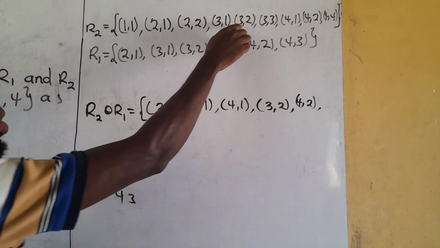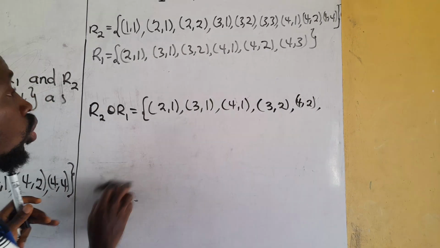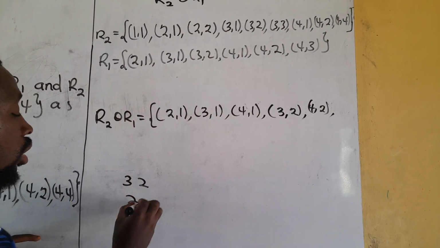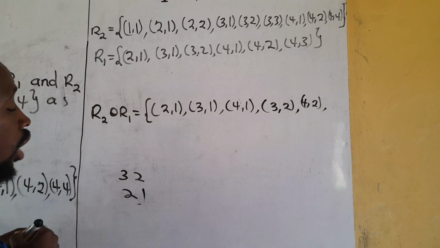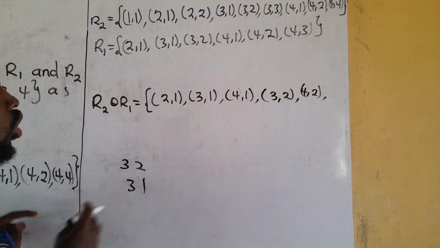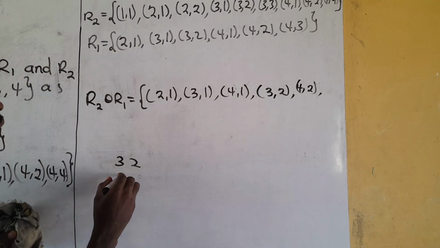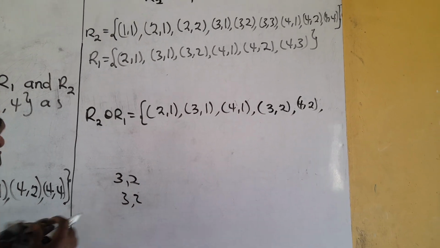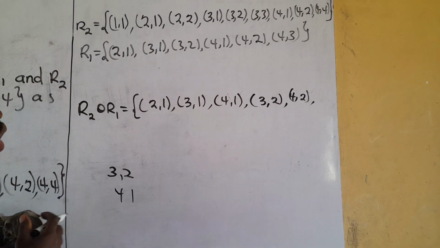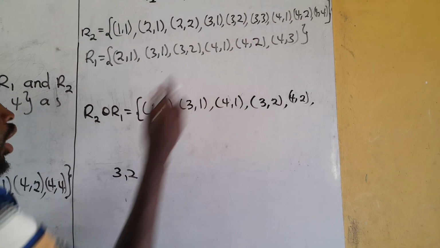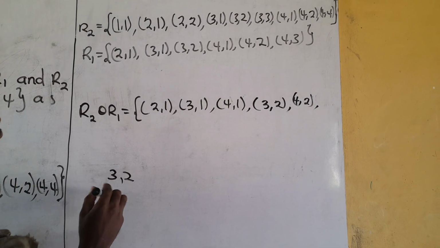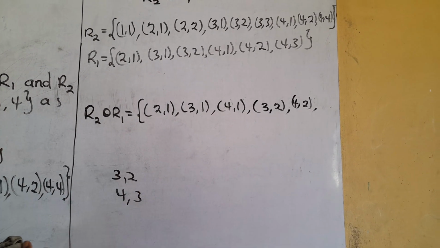Now we take 3 2. Almost there. 3 2 against 2 1, we see that there is no such corresponding. 3 2 against 3 1, no such corresponding. 3 2 against 3 2, no such corresponding. 3 2 against 4 1, no such corresponding. 3 2 against 4 2, no such corresponding. Then 3 2 against 4 3, there is no such corresponding.